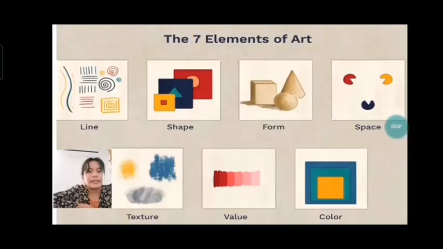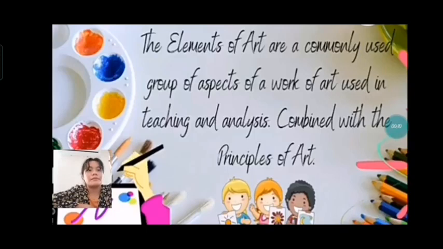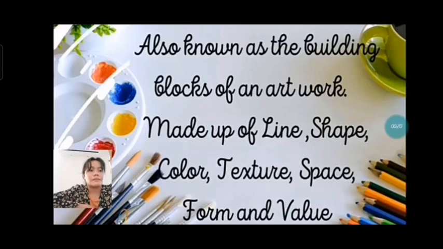The 7 elements of art: the line, shape, form, space, texture, value, and color. The elements of art are commonly used group of aspects of a work of art used in teaching analysis, combined with the principles of art. Also known as the building blocks of an artwork, made up of line, shape, color, texture, space, form, and value.